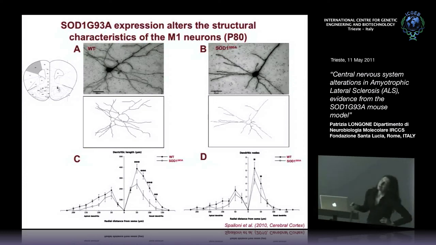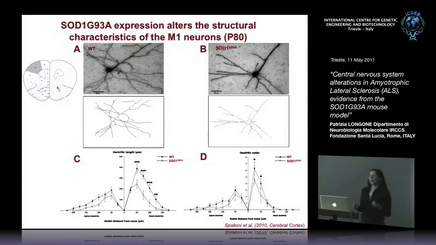Zero is the cell body. Then on the right, we have the basal dendrite. On the left, the apical dendrite. In C, the dendritic length. Here, zero is the cell body. On the right, basal dendrite. On the left, apical dendrite. And these are the dendritic nodes. We found a significant decrease in the dendritic length and in the number of dendritic nodes in the mutant neurons.